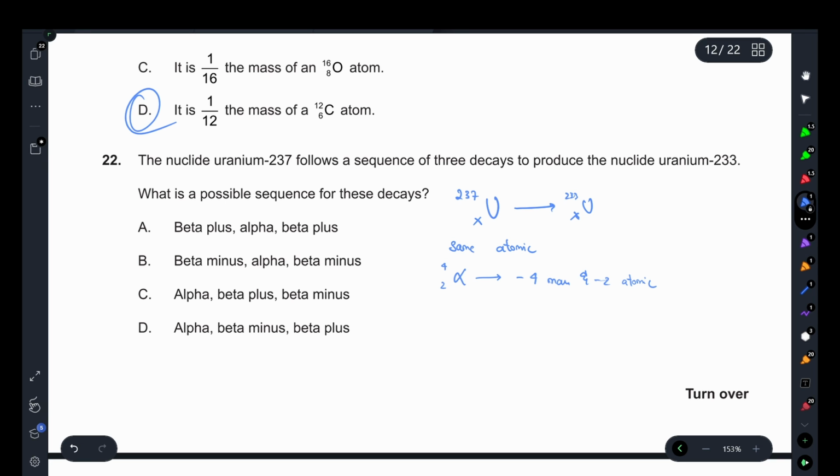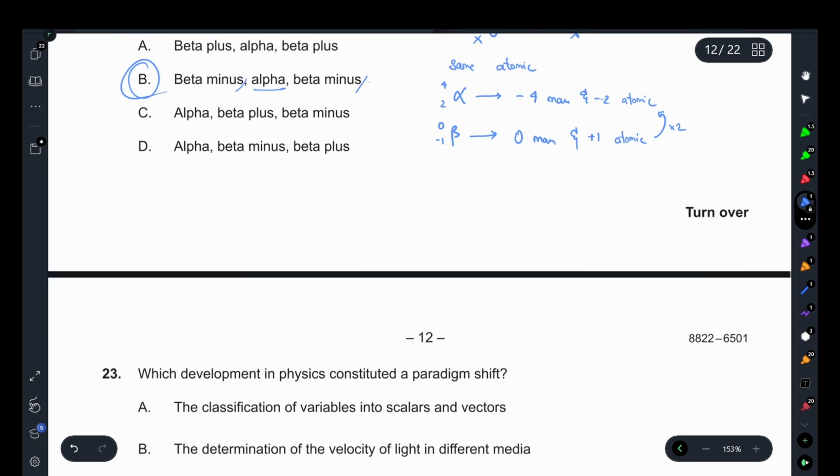So what happens when you have this -4? You immediately get the correct value here, but your atomic number has been changed. This means that you need to add this back up using beta minus decays. A beta minus decay has 0 mass and a -1 charge, so no change to mass, but it has a +1 change to atomic number. So to cancel out the effect of this, we need 2 beta minuses. So let's look for the option that has 2 beta minuses and 1 alpha. 2 beta minus, 1 alpha. Question number 22, option B is the correct answer.